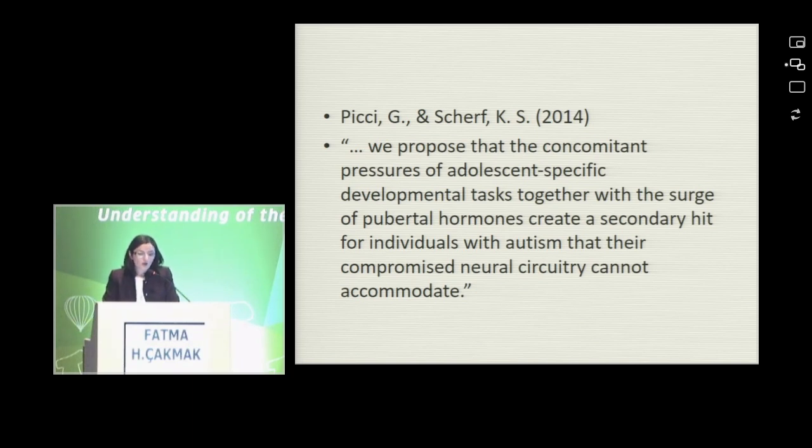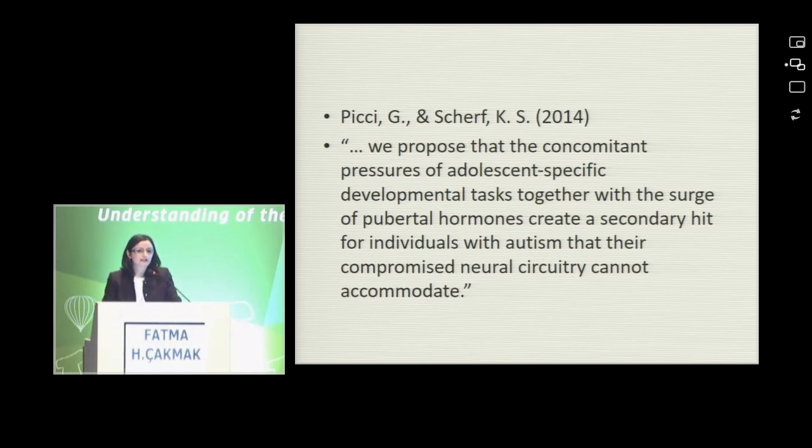It says that we propose that the concomitant pressures of adolescent-specific developmental tasks together with the surge of pubertal hormones create a secondary hit for individuals with autism that their compromised neural circuitry cannot accommodate. I think this is worth thinking about for our topic.